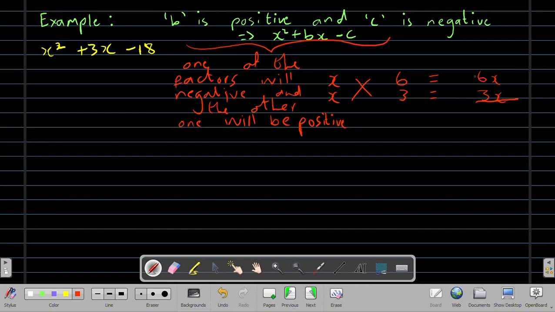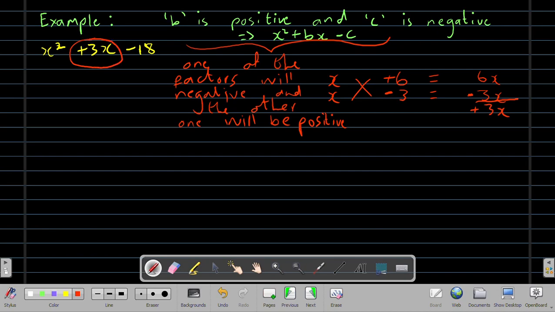If the signs are different, it means we're going to have a subtraction. So if one is positive and the other one is negative, we're going to have a clean subtraction. And since this one here is positive, that means that the larger number has to be positive and the smaller number has to be negative. Because in that case, if this is positive 6x and this is negative 3x, what we're going to be left with is a positive 3x, which is exactly what we have here.